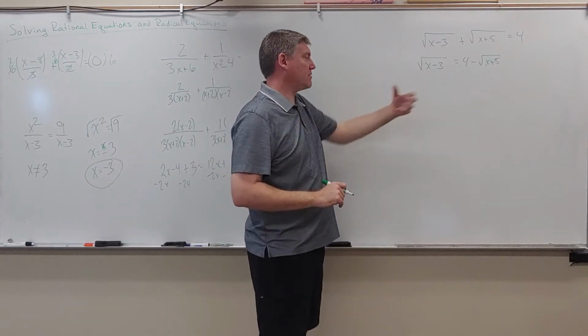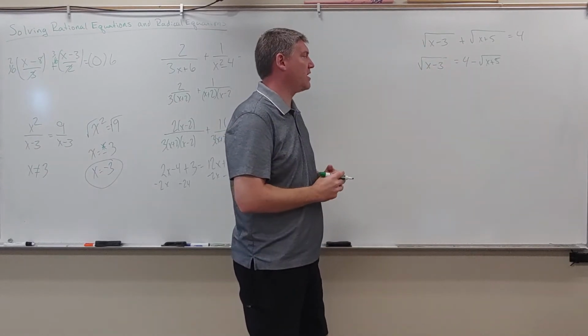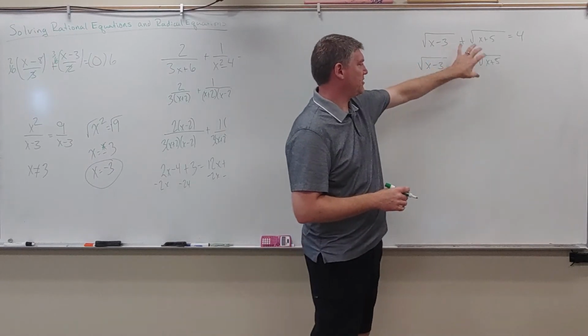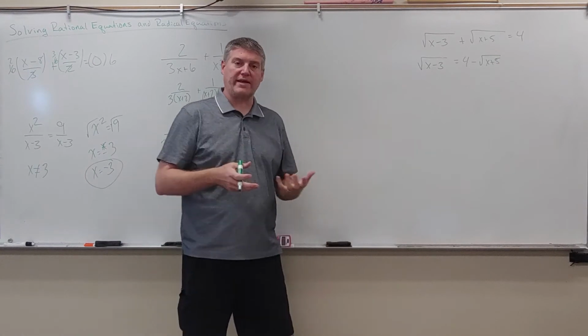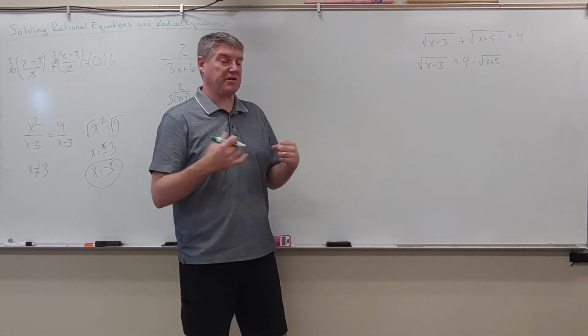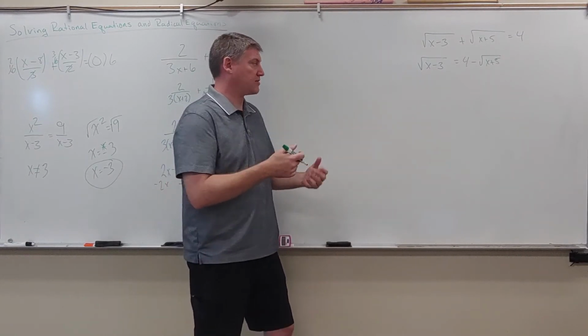And, well, you don't have to move one of these over. You could just square each side, and that's fine. Because what will happen is you'll end up with a square root over here. You just have to square this twice, because you're going to square it once. You're going to get rid of one square root, but you're still going to have a square root. So then you have to square it again, simplify and square it again.